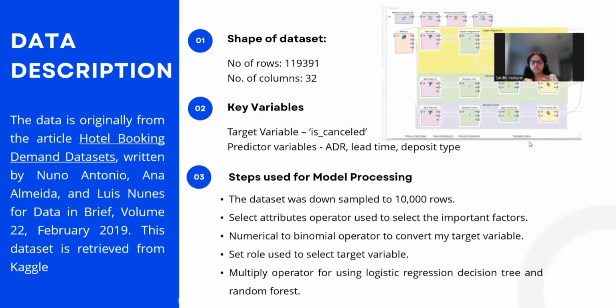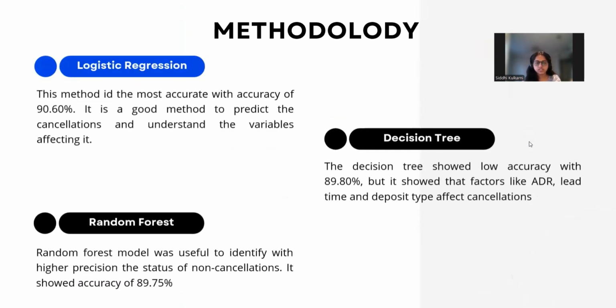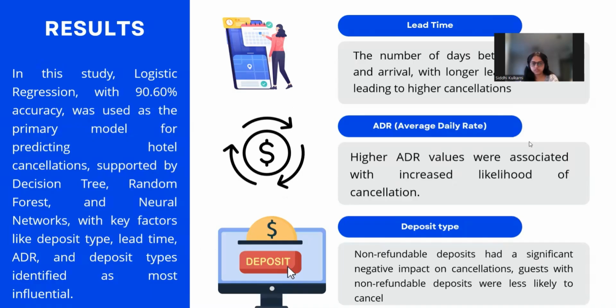The data description. As I told you before, the number of rows was very high. We just downsized it to 10,000 to get a better idea of the model. The methodology. As I explained in the RapidMiner process, I have used three different methods: logistic regression, decision tree, and random forest, out of which I have selected logistic regression for its accuracy, for its ease of use, and its interpretability as well. It is very easy to understand for a person who doesn't know about machine learning as well.